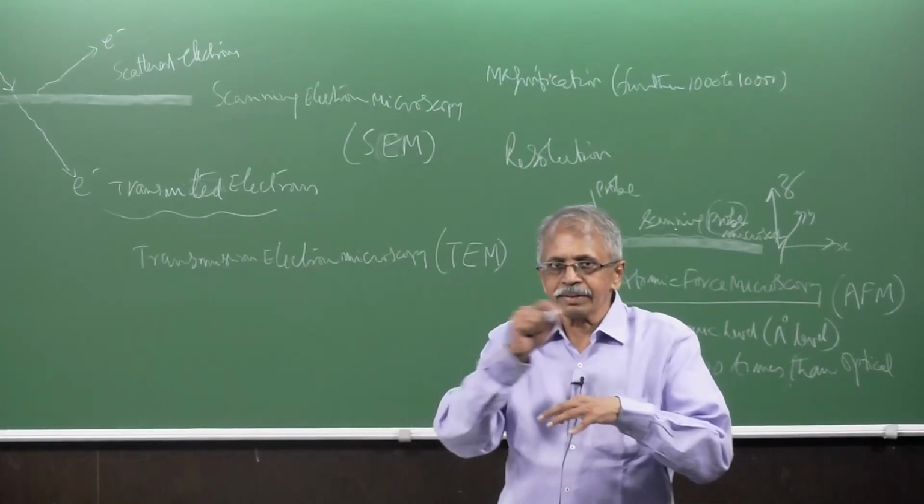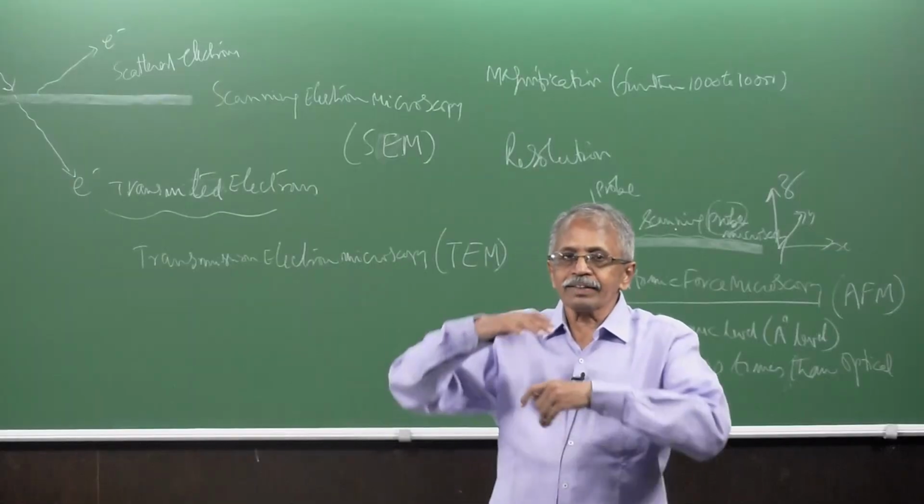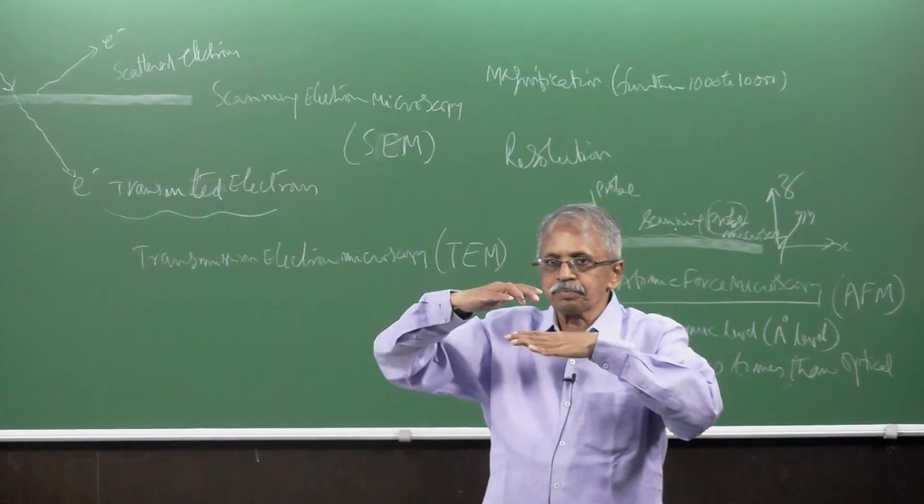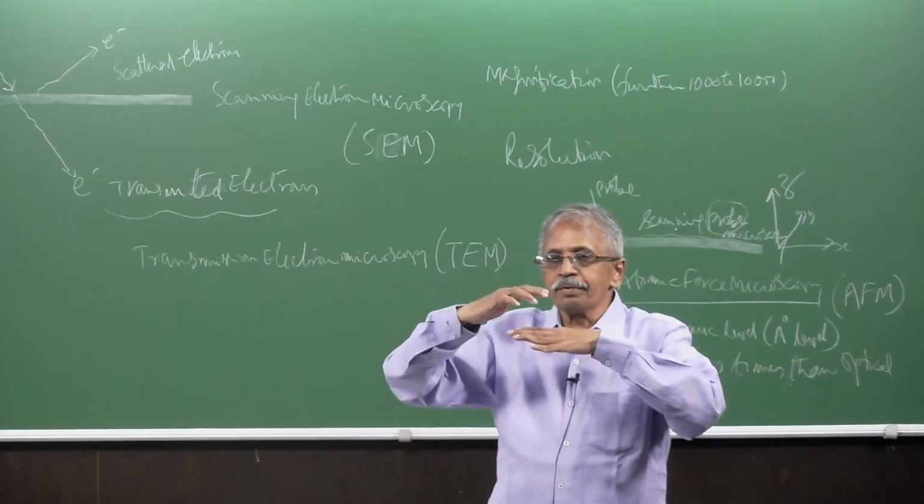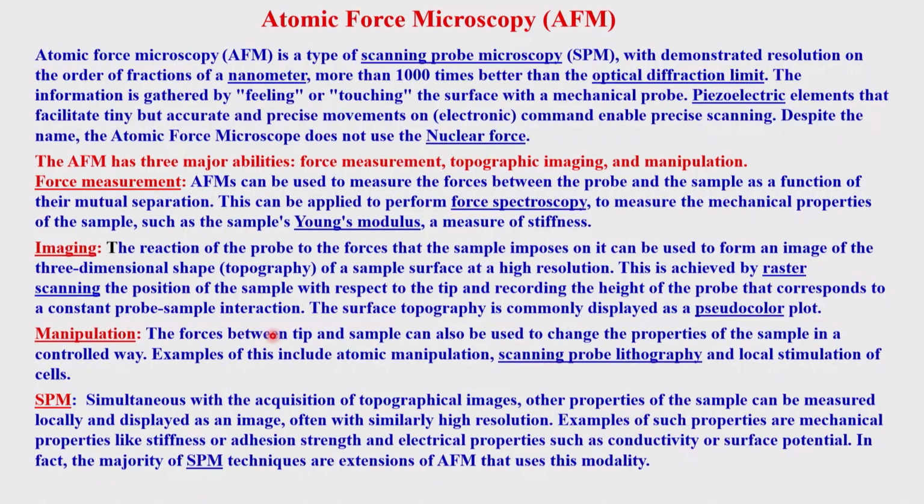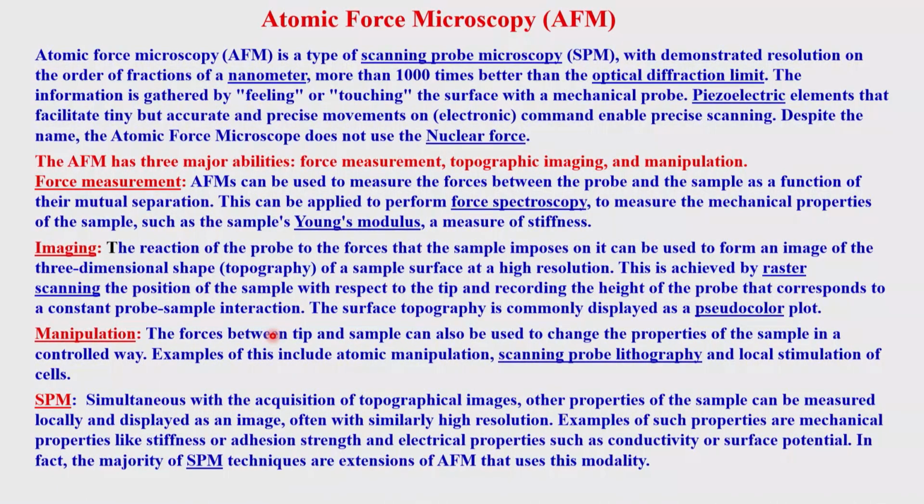because you do it line by line, the close kind of things. That is what the raster scanning is: the position of the sample with respect to the tip, and recording the height of the probe that corresponds to a constant probe-sample interaction. So either you can keep the interactions fixed and move the probe, or you can leave the interactions as they are and keep the probe constant. So all these kinds of things. So you can measure the deflections, you can measure the feedback power, etc.